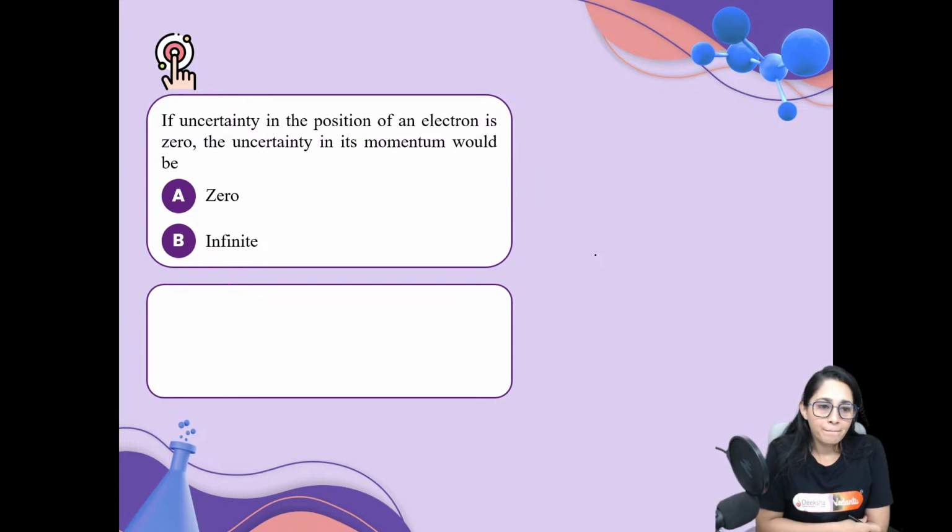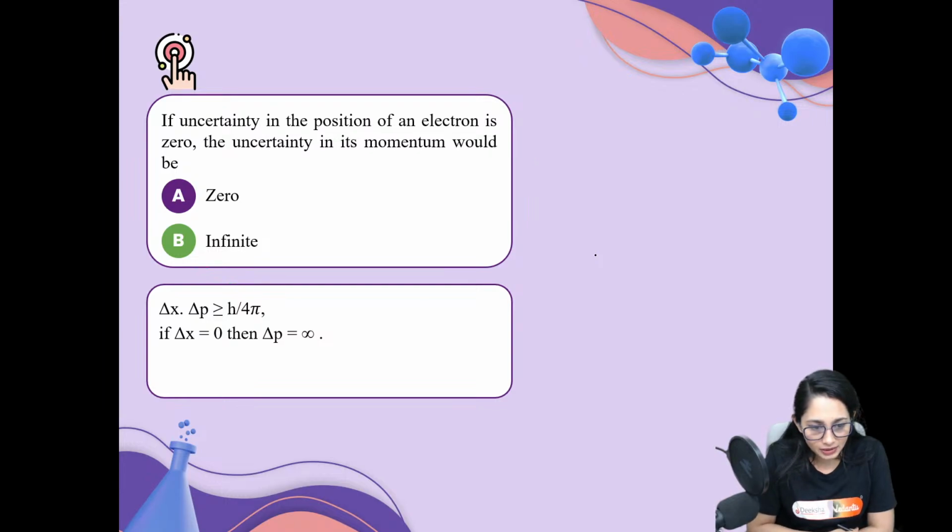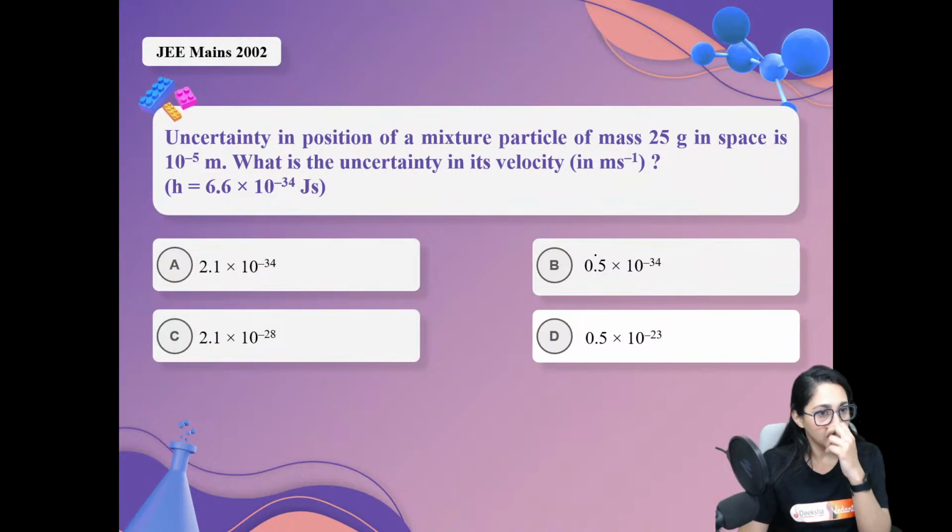Yeah, it is infinite. Okay, so delta x into delta p is greater than or equal to h by 4 pi. So if delta x is equal to 0, then delta p is equal to infinity. Okay, it's infinite. Next, this came in JEE Mains 2002.